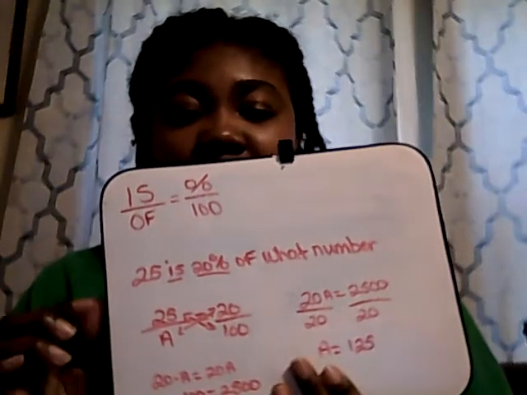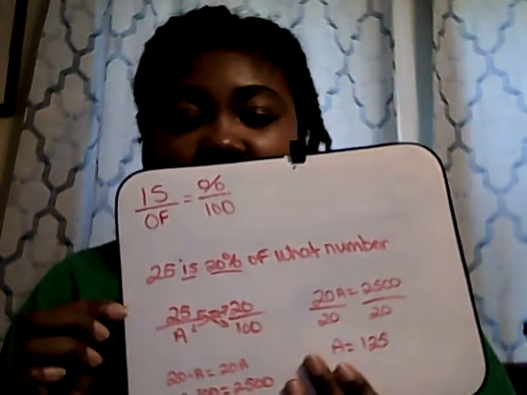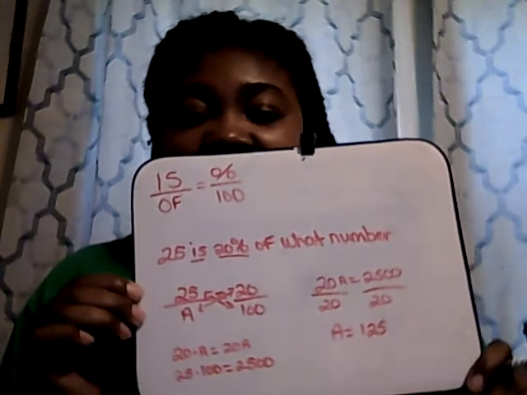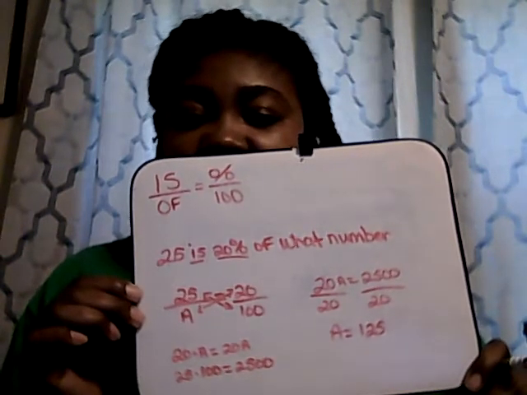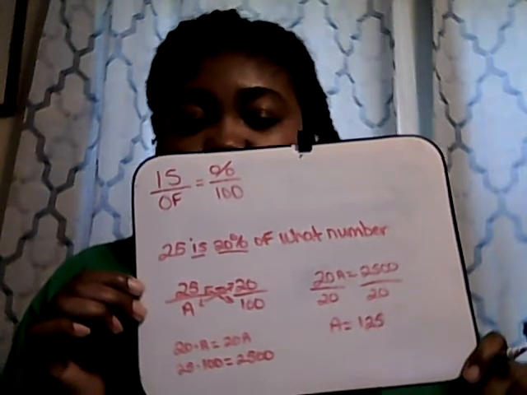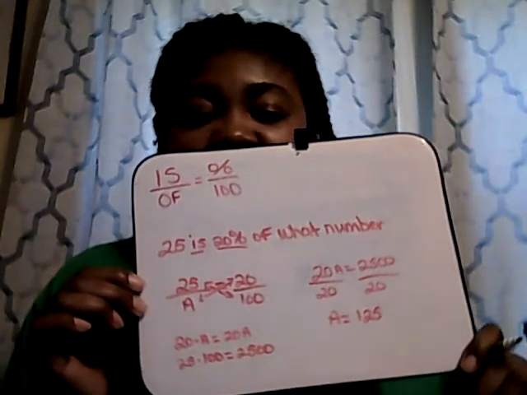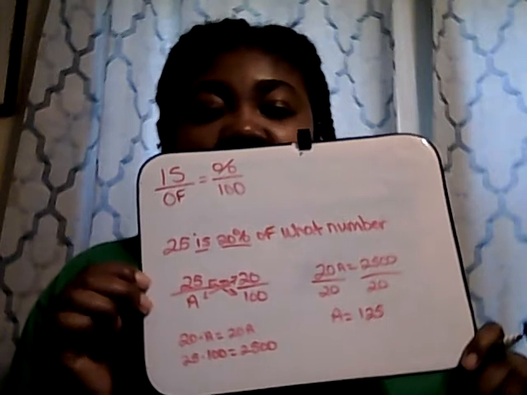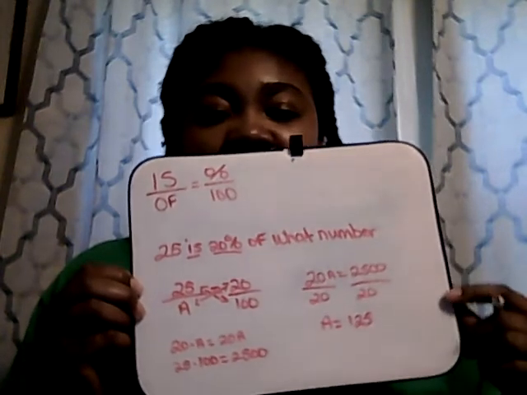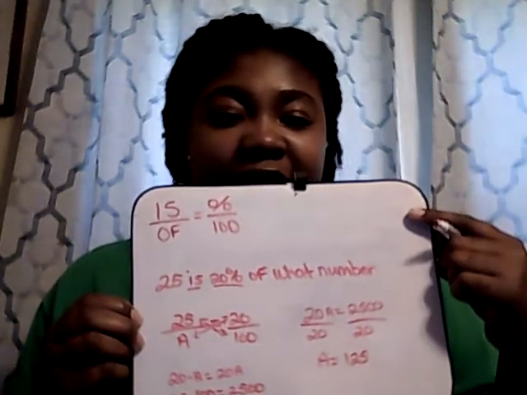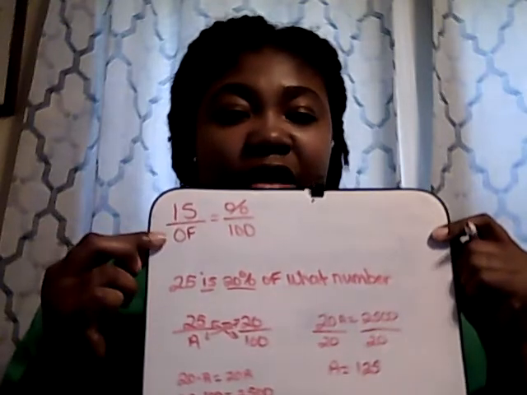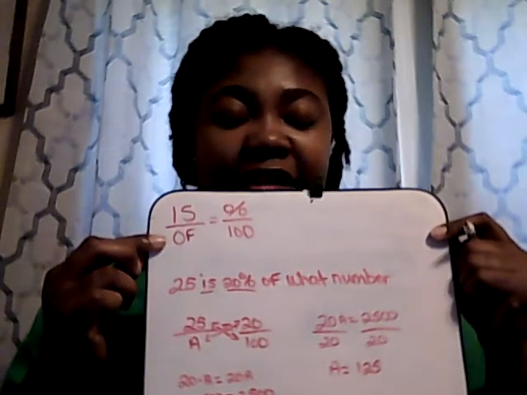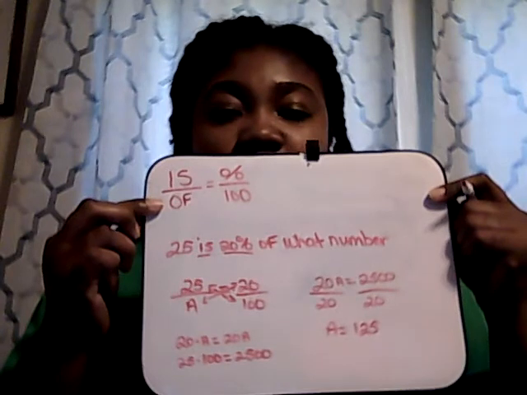You set it up to divide. Okay, so we have 20A equals 2500 divided by 20, and 20 goes into 2500 125 times. So A is equal to 125. I'm going to show you many different examples, and we're going to use this exact same equation, the exact same formula, and it's going to answer all the questions that we have.